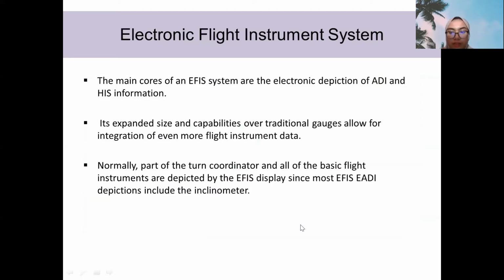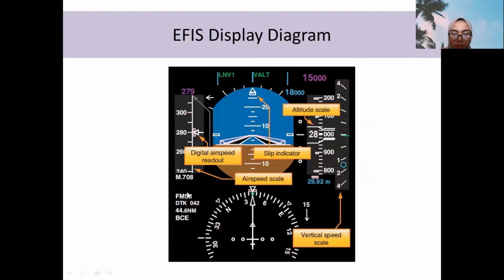So next, the main core of an EFIS system is the electronic depiction of ADI and HSI information. Its expanded size and capabilities over traditional gauges allow for integration of even more flight instrument data. Normally, part of the turn coordinator and all of the basic flight instruments are depicted by the EFIS display, since most EFIS EAD depictions include the inclinometer. So this is an EFIS display diagram.